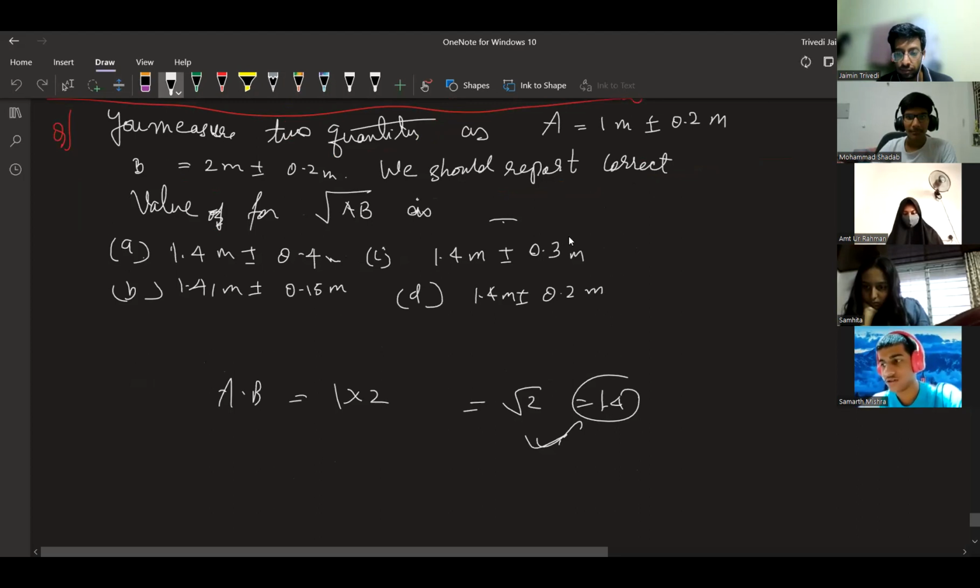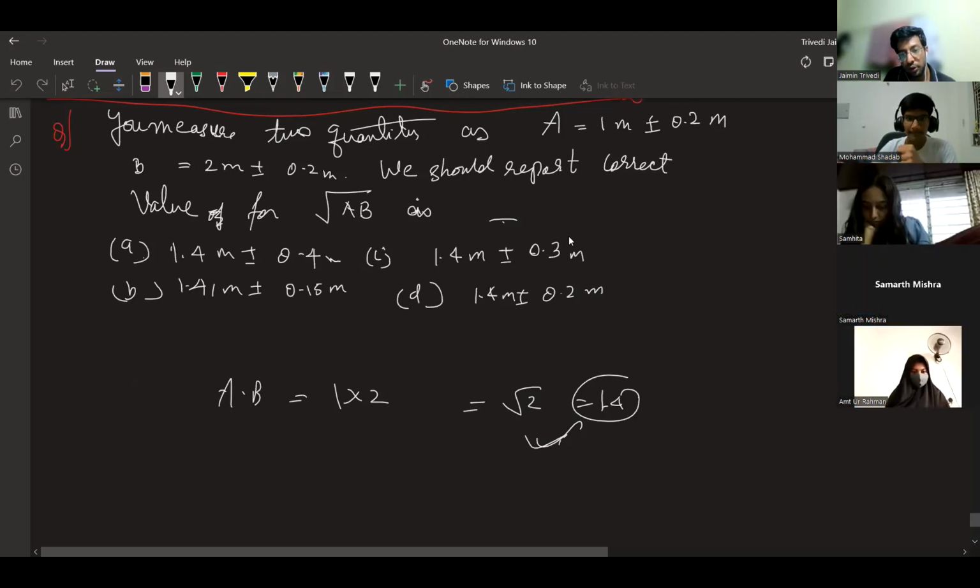You can add the errors, even plus minus 0.2 plus 0.2 root over 2 plus minus 0.4. So it will be root 2 plus minus 0.2. I didn't hear. I was not able to hear that. What do you say? Plus or minus?